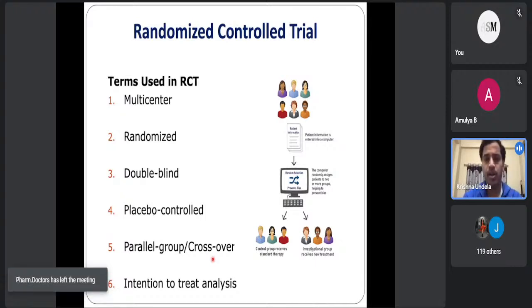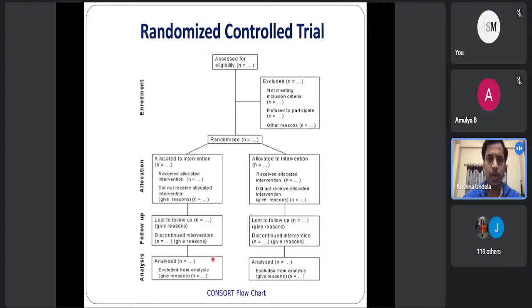So what happened here? They have included all these terminologies and they mentioned the study design. You can understand the study design only when you understand the meaning of all these terms. That's why I'm explaining to you initially itself what is the meaning of each and every term they're using in the randomized control trial.